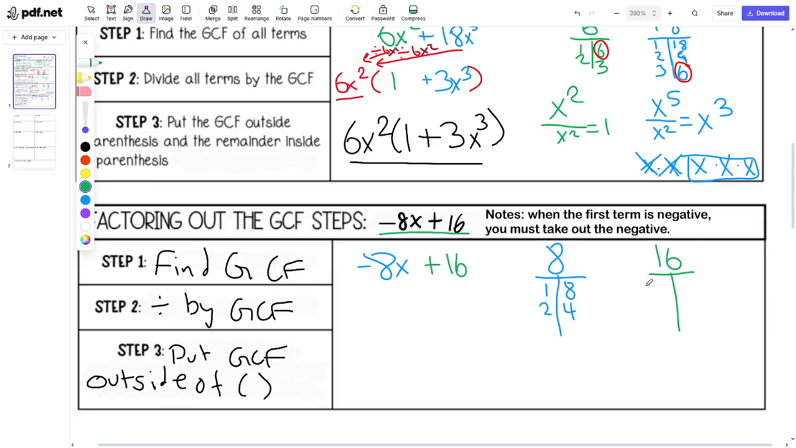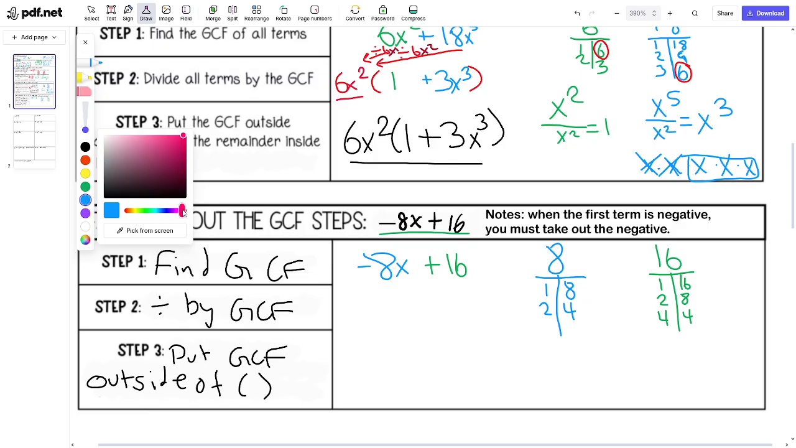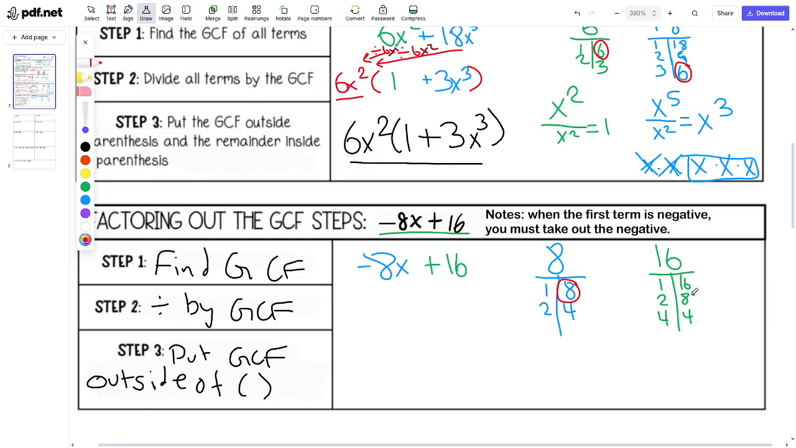And we go to 16. 1, 2, because 3 doesn't work here. 1 times 16, 2 times 8, 4 times 4. Now, first, before we go into the negative stuff, just identify what is the largest number both of them share. You've spotted it. Great job. It's 8. It is 8 for both.